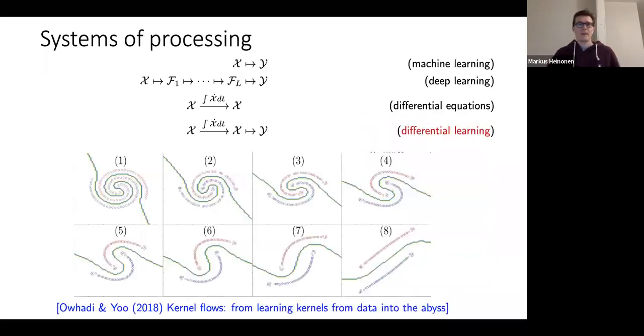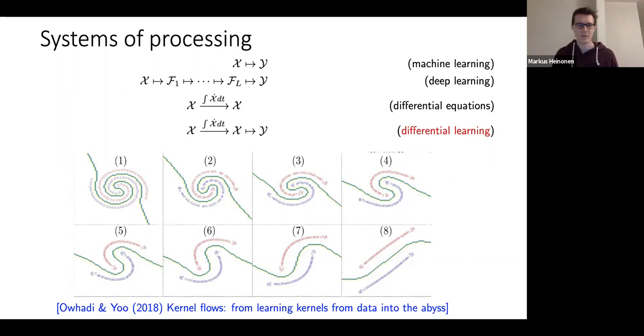Okay, and then my final proper slide of this presentation is trying to bring together different views of machine learning and differential equations. I feel that machine learning means that we map from input space X to output space Y. And in deep learning, we map an input space X into successive feature spaces, F1 to FL, and then we map to the output space. In differential equations, we map the input space X to itself through the differential operator. And then what I would coin differential learning is something where we map the input space X to itself, and then eventually to the outputs.